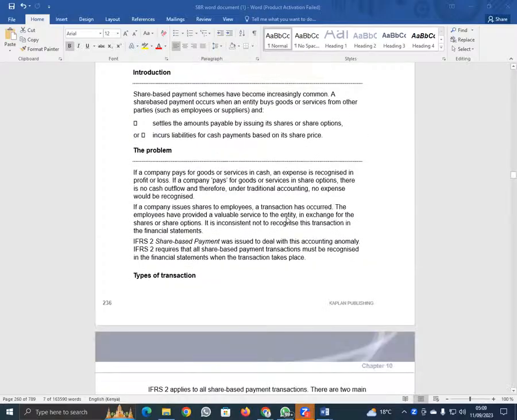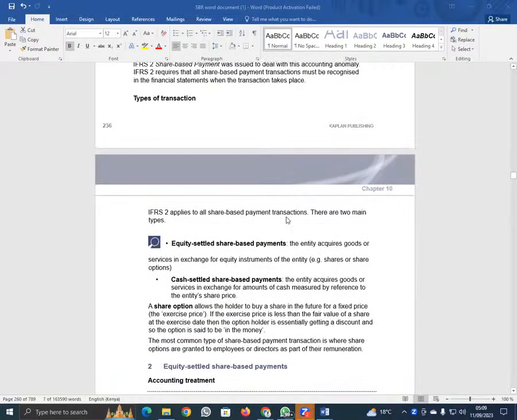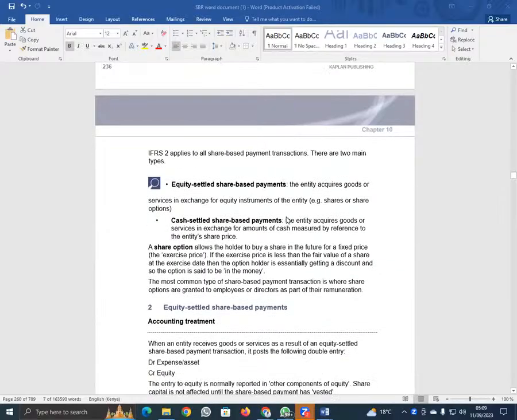Now, please listen to me very well. We have just mentioned, and we are reiterating, that IFRS 2 applies to all share-based payments. There are two main types. Number one, equity settled share-based payments. The entity acquires goods or services in exchange for equity instruments of the entity.